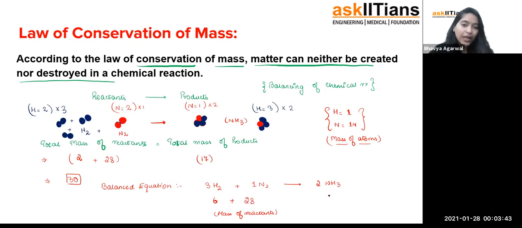Now, ammonia, previously we calculated the mass as 17. But this time I'm having 2 ammonia particles. So it is 17 plus 17, which is the mass of products. Are the 2 masses the same? Yes. So this time the masses are the same. It means that this equation is following the law of conservation of mass.